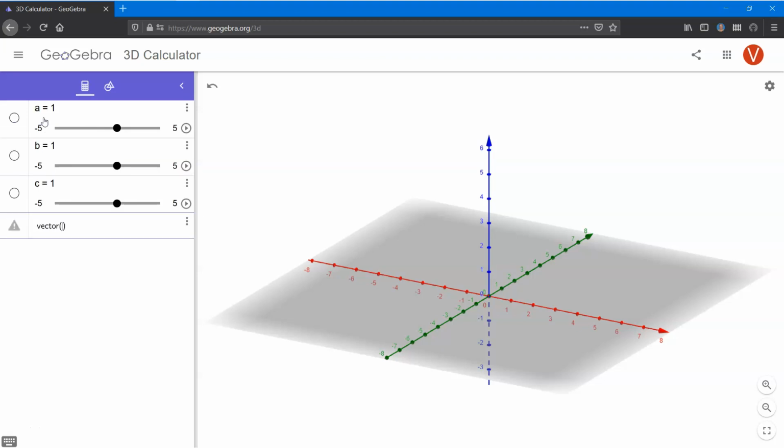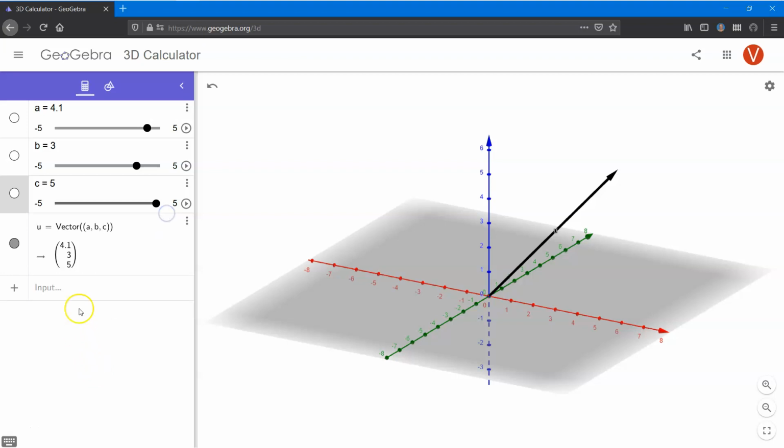And now let's define a vector by specifying a point. If you just provide one point, it is a position vector, because the initial point is taken as the origin. So A comma B comma C. Now let's increase the length of this.